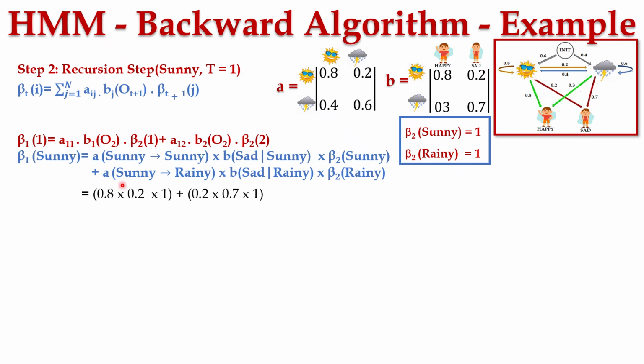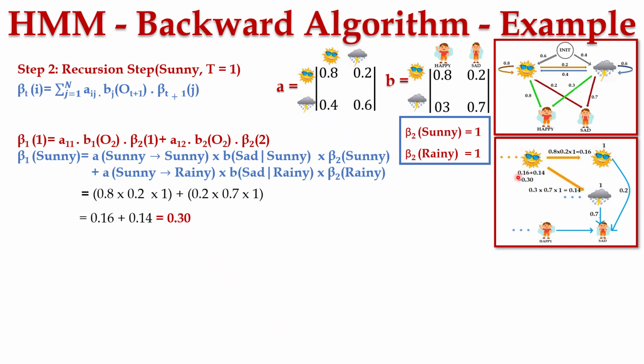It is added with the transition probability sunny to rainy. Sunny to rainy, the value is 0.2, and the emission probability sad given rainy is 0.7. Similarly, the second backward variable for the state rainy is 1. So now by substituting these values, we get the first backward variable for the state sunny is 0.3. The same is given in the pictorial representation here.